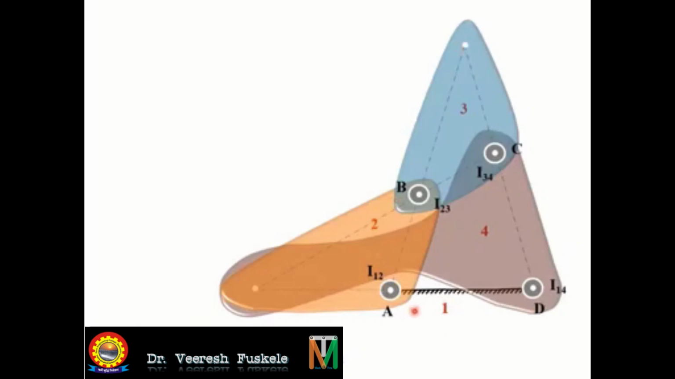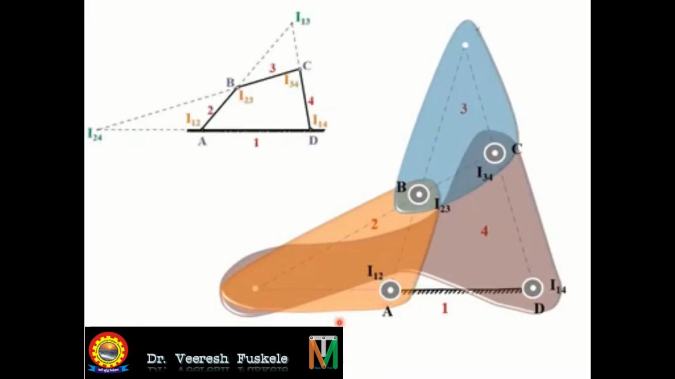Similarly, I24 is located at the point of intersection of these two lines, that is this one and this one, that is the line joining I12 and I14 and the line joining I23 and I34. Now we have these points I13 and I24 as we previously determined them.